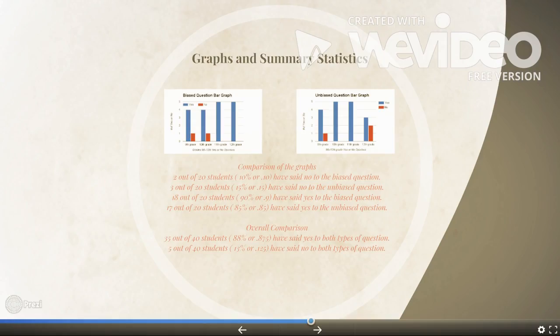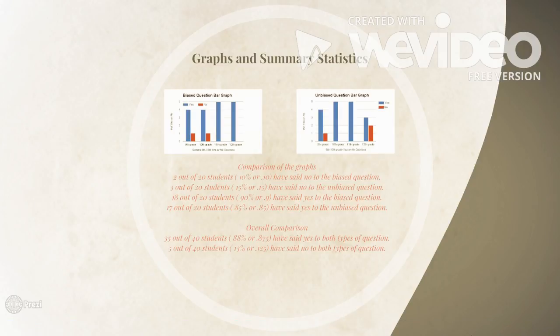After we've gathered all the data, we created 2 bar graphs which show both types of questions. I will go over the summary statistics. For our biased bar graph, we had 10% of students who said no while 90% of students said yes. Now for our unbiased question, the graph tells us that 50% of students did not support the changes of cigarette smoking while 85% want to change the law of cigarette smoking.